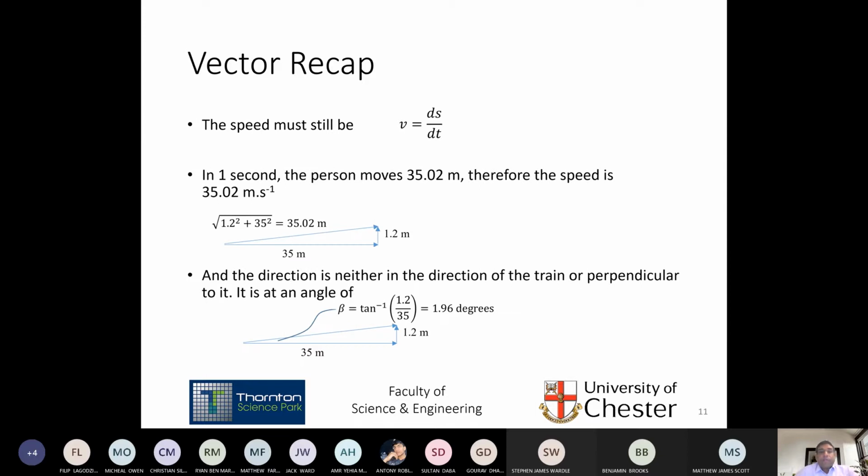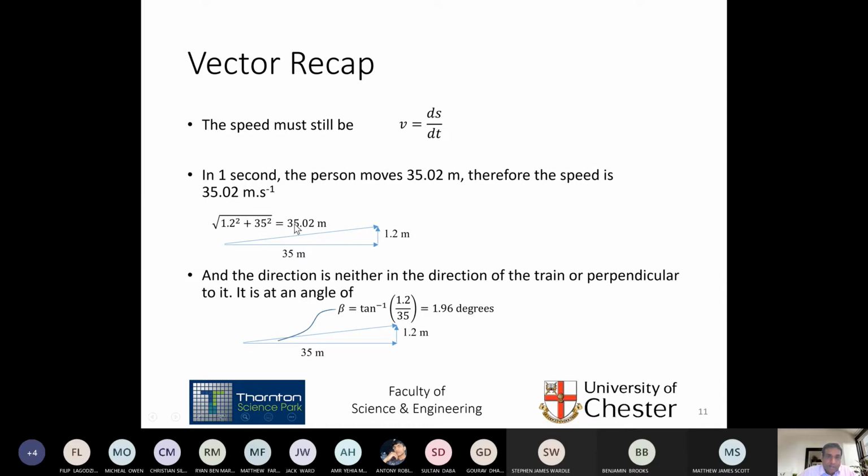So can we find out where he is and at what angle he is moving? Well, yes, we can. The velocity is, of course, the derivative of the displacement. In 1 second, the person moves 35.02 meters. You can see here the vectors that show the motion of the train and the person. In 1 second, the train has moved 35 meters. In 1 second, the person has moved 1.2 meters. So in effect, he has moved along this hypotenuse of the right triangle, which is 35.02 meters.